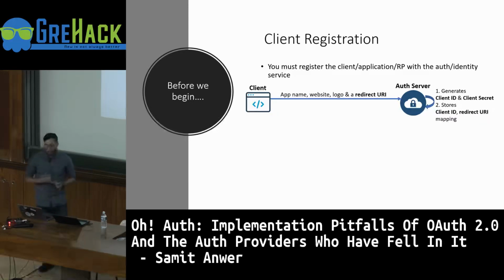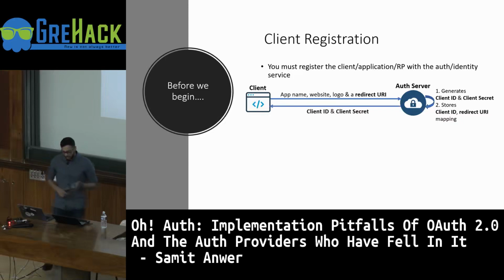The auth server also stores the client ID and the redirect URI mapping with itself. And the redirect URI is basically used to send back access tokens to the client when the client is actually trying to access the resource. So the redirect URI is used by the auth server to send back access tokens or the authorization code. Finally, the client ID and the client secret are returned to the client. Now this client ID and secret is used for client authentication with the auth server. And we'll see where that happens in the entire flow. But this is a mandatory step required before we begin the OAuth flow.